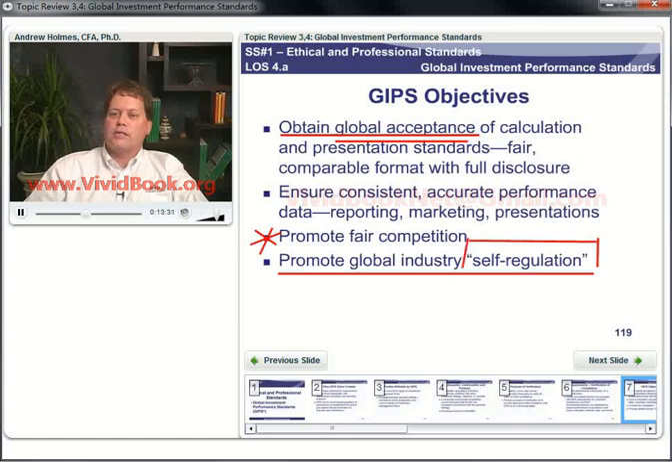Of course, in recent years in the United States, we've seen a failure, perhaps, of self-regulation. And if self-regulation fails, what happens? Well, then you get external regulation or government regulation. And in the United States, we've seen that happen, and that's, of course, a sad outcome. So those are the objectives of GIPS.